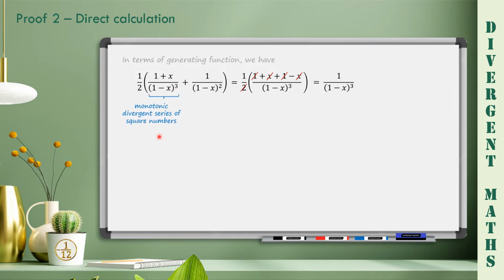So we can see here that the monotonic divergent series of square numbers plus the monotonic divergent series of natural numbers, multiplied by 1/2, in other words the arithmetic average of those two, is equal to the monotonic divergent series of triangular numbers, what we have seen on the previous board. All right.